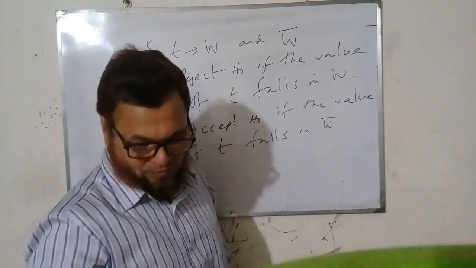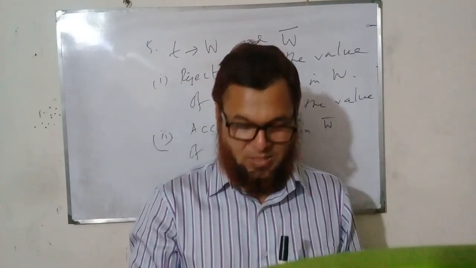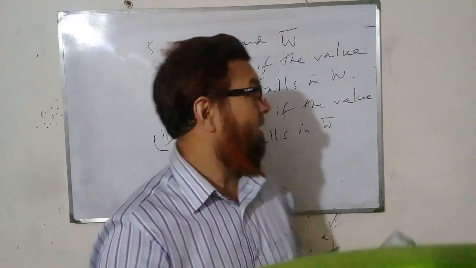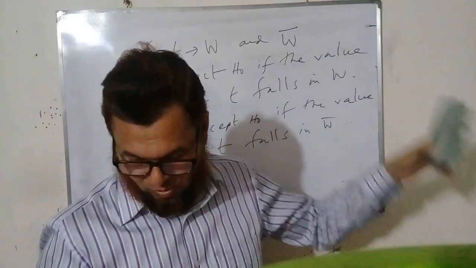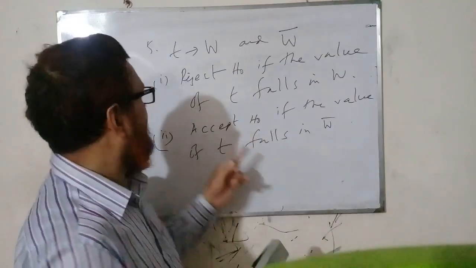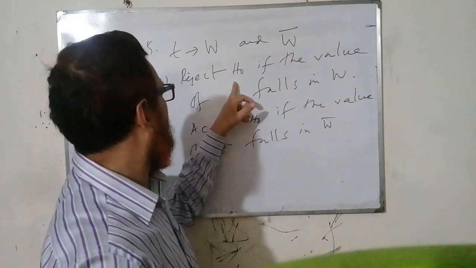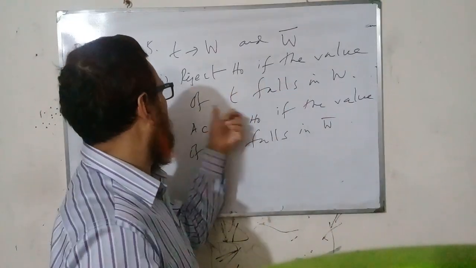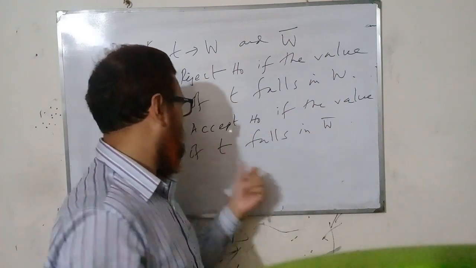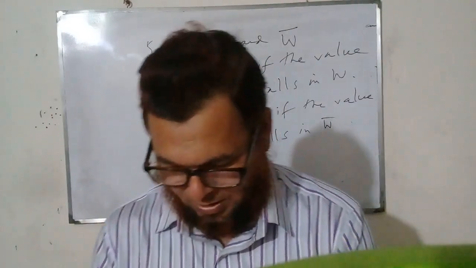Partitioning the set of possible values of the test statistic T into two disjoint sets, that is W and W bar, and forming the following test. Number 1, reject H0 if the value of T falls in W. Number 2, accept H0 if the value of T falls in W bar.